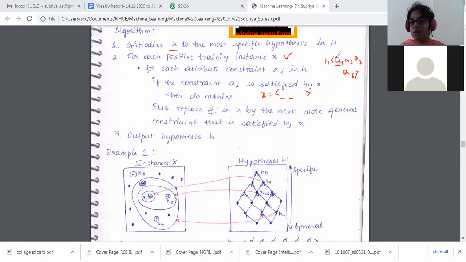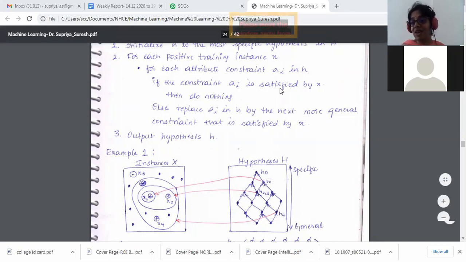I replace AI. So I'm going to replace the value in H by the next more generic constraint. So I replace it with a generic constraint, a question mark, and finally I give out my output hypothesis. Each and every time I compare, if I find a difference, I place a question mark. Again, I take the next positive instance. If there's a difference, I replace it with a question mark. So finally, I came through all the input instances and I got my output hypothesis H. So this is what our algorithm is with respect to FIND-S.